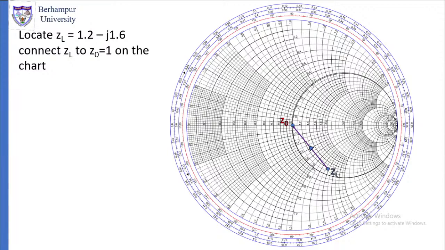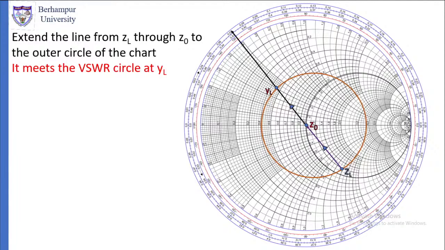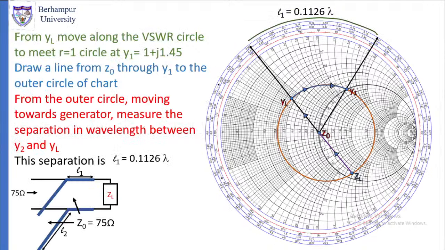So go to ZL, connect ZL to Z0, extend that to the outside. Locate ZL is equal to 1.2 minus J1.6. Connect ZL to Z0 is equal to 1 on the chart. Extend that and draw the VSWR circle with Z0 as the center and radius up to ZL. Then it meets the VSWR circle at YL. Then from YL move along the VSWR circle to meet the R is equal to 1 circle at Y1 is equal to 1 plus J1.45.